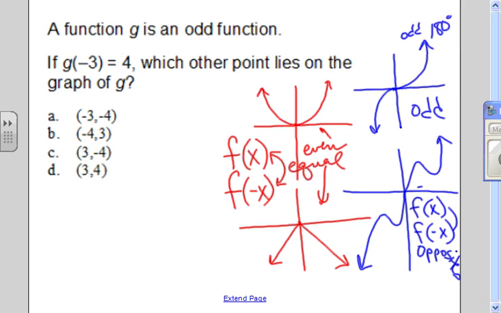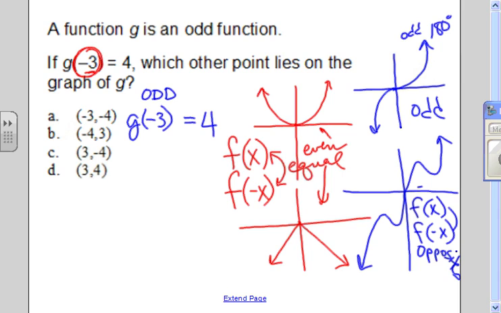So, looking at this, basically it's saying if you have g of negative 3 equals 4, that means if you put a negative 3 in for x, you get 4. What would the other one be if it's odd? Well, first of all, for odd to make sense in this situation, you'd want to put a negative and the positive version. So g of 3 equals. I'm going to pick up blue because we're dealing with odd. Okay? So, g of negative 3 is equal to 4.